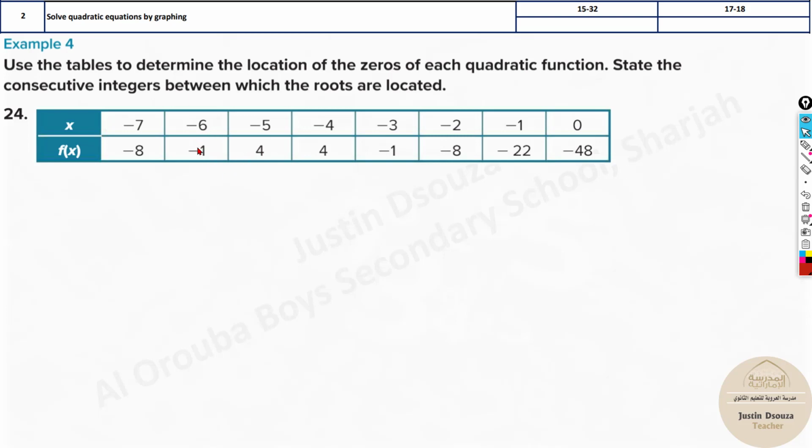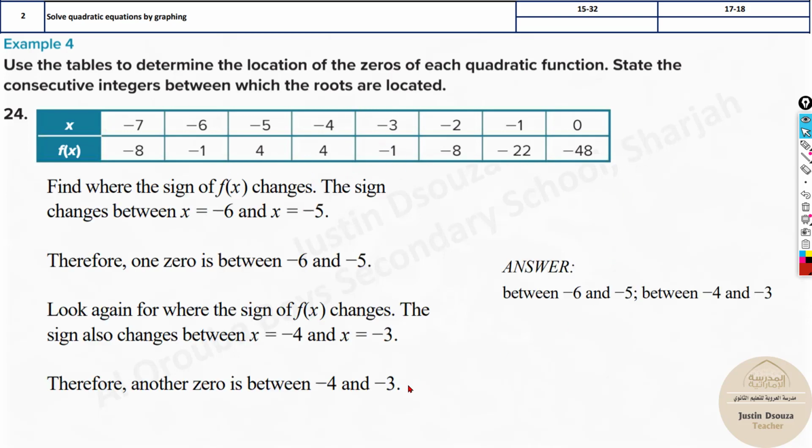Over here, there is a change in sign, that is from minus 6 to minus 5. And then again, from minus 4 to minus 3, there is a change in the sign. Then it's all fine. So over here, the answers are from minus 6 to minus 5. And let me just mark it over here. See, where's the sign change? This is minus, this is plus, sign change over here. So these two are the solution, and over here also it's plus, minus, the sign change here. So those are the solutions.